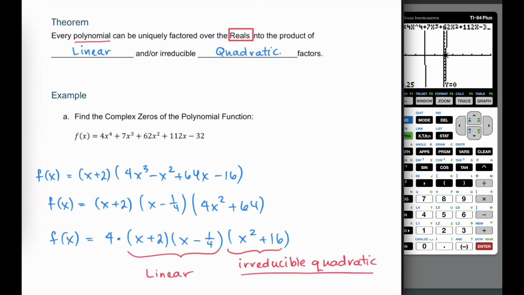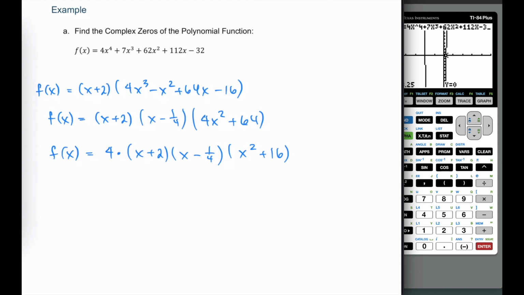If we're going to factor this anymore, it's going to require that we are allowed to factor over the complex numbers. We're going to get imaginary zeros from this irreducible quadratic, and to factor it anymore, we're going to need complex numbers. We still haven't quite finished this problem. It says to find the complex zeros.